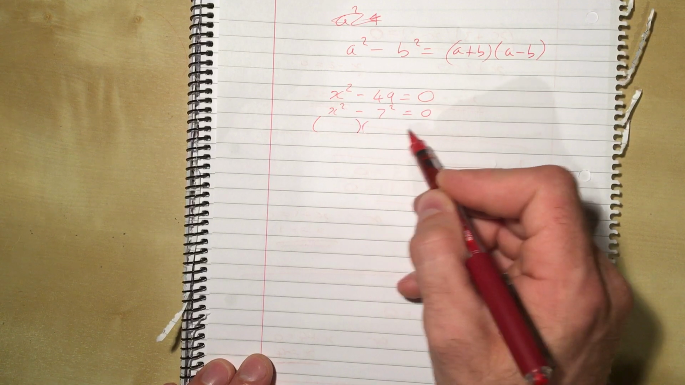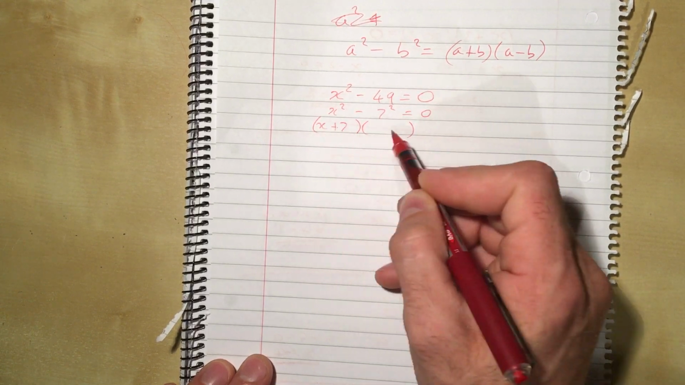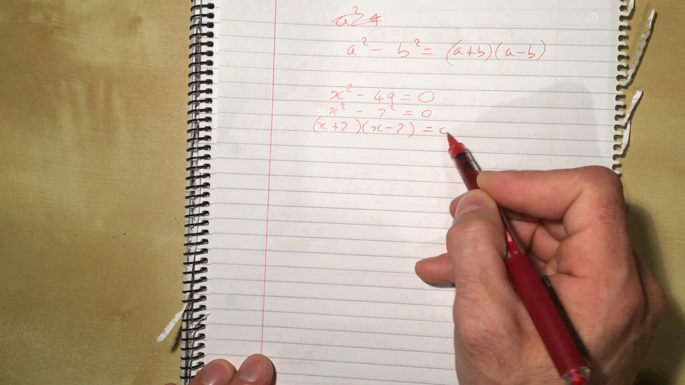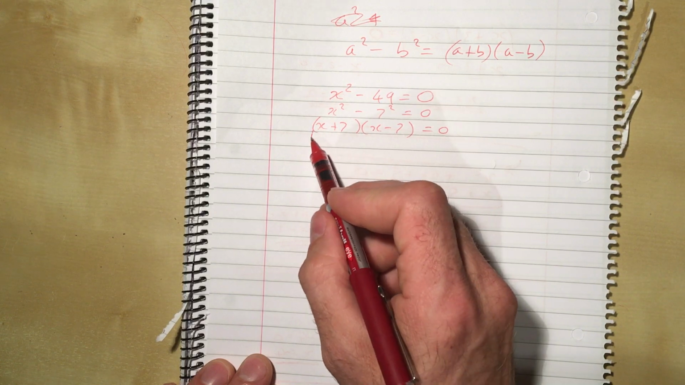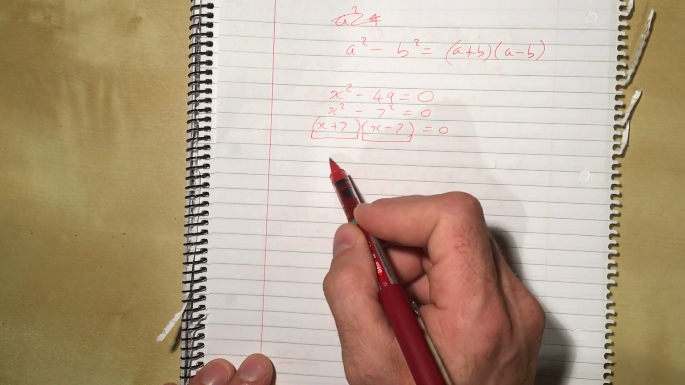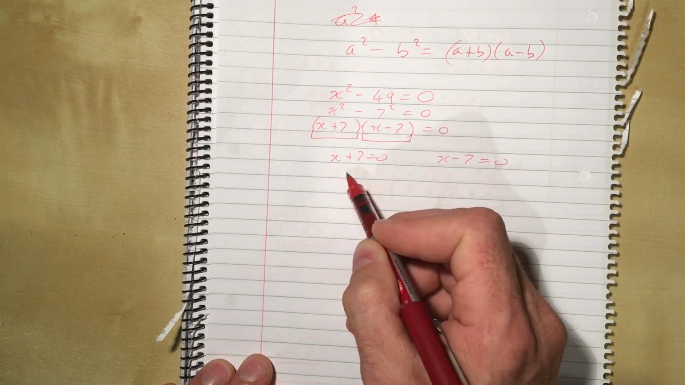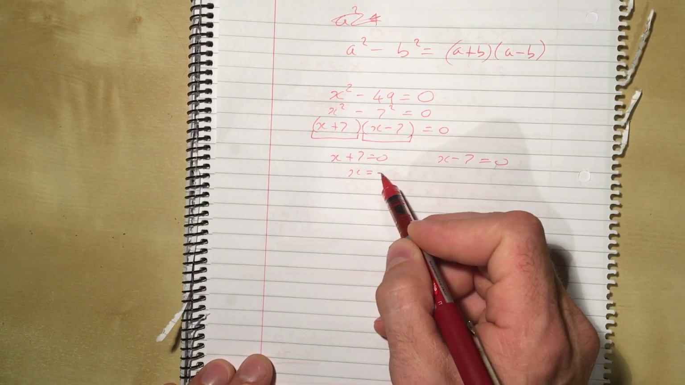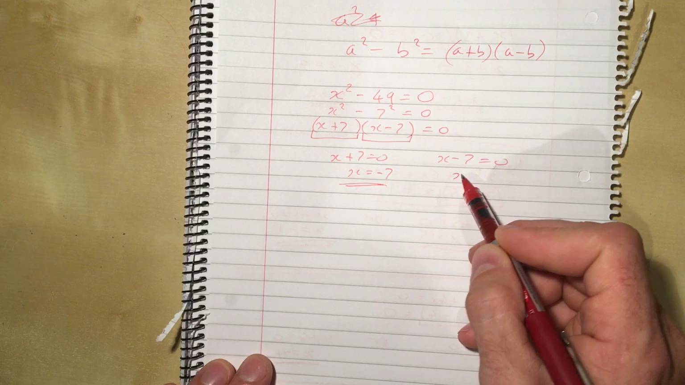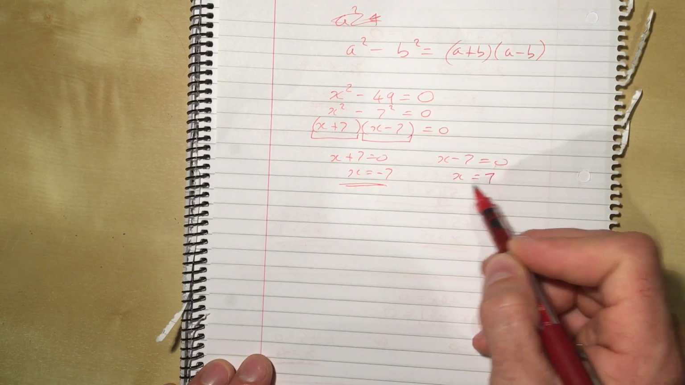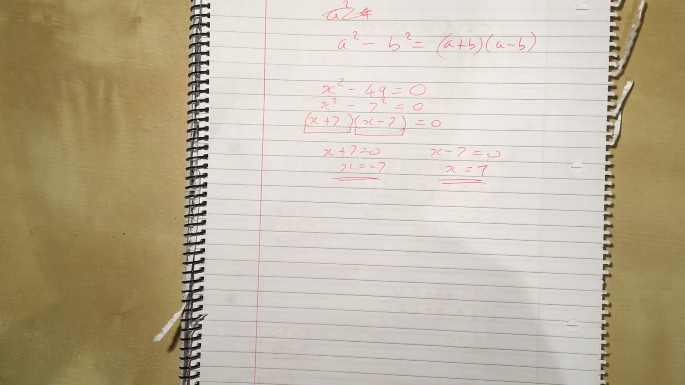So I can factorise that as (x plus 7)(x minus 7), and now I've got this thing times this thing equals 0. So x plus 7 equals 0, or x minus 7 equals 0. x plus 7 equals 0 tells me x could be minus 7, and x minus 7 equals 0 means x could be 7. So those are all the possibilities that you can meet when solving quadratic equations by factorising at higher tier GCSE.